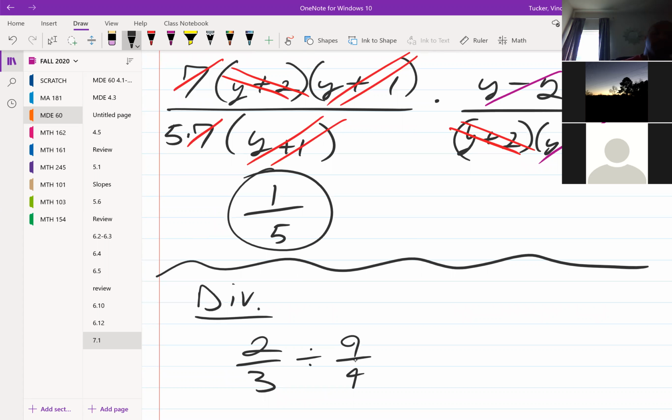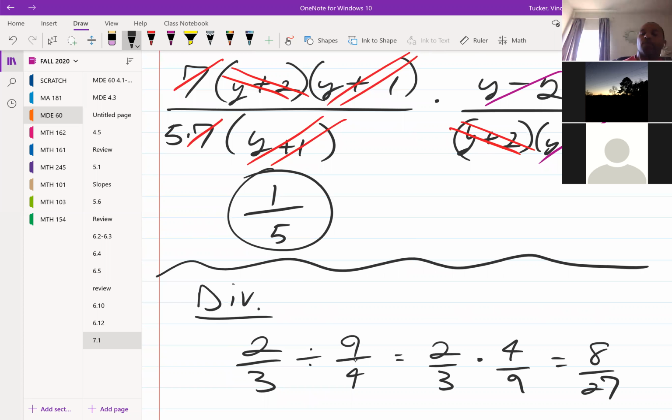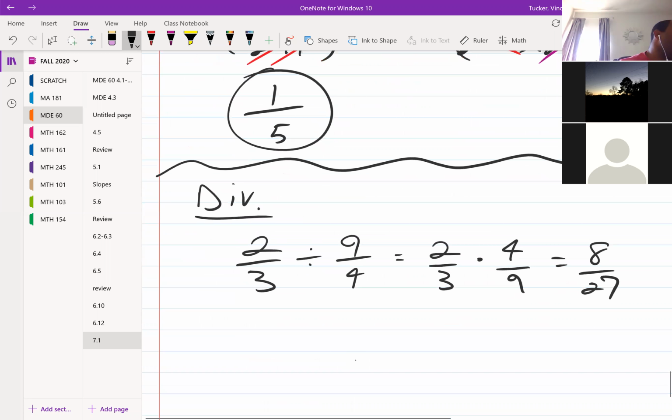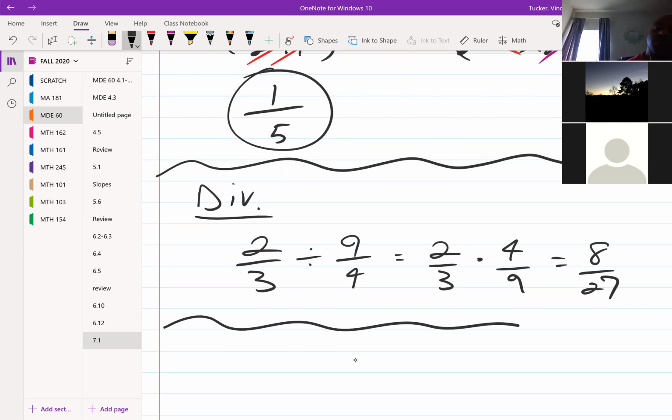All right, so when it comes to division, don't forget the process here. Change division to multiplication, flip the fraction that follows the division sign, and then multiply. So if you can reduce, you go ahead and do so, but if not, multiply across. All of your multiplication rules hold true once you convert it to multiplication.